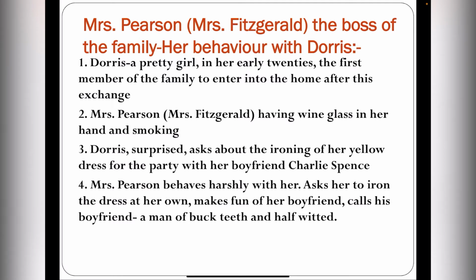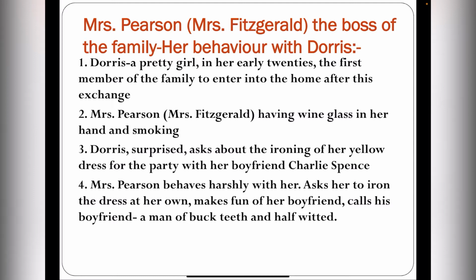After the exchange of personalities, Doris Pearson is the first one to enter the room. Doris Pearson enters the room violently and orders her mother to iron her yellow silk as she is to wear it that night. Yellow silk means her dress which she wants to wear. She is surprised to see her mother smoking. Mother has not got her tea ready. She is in no mood to iron her yellow silk for her. She is rather thinking of going out and getting a meal.